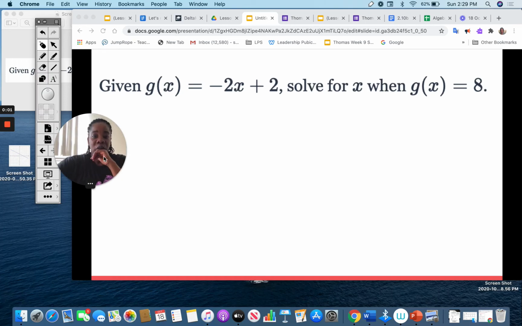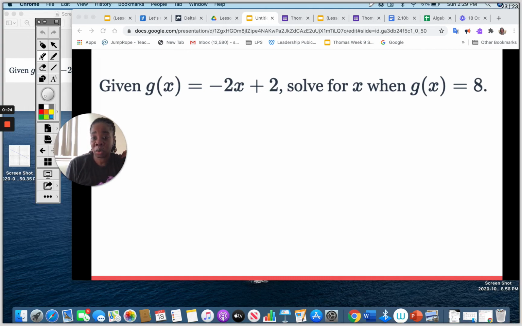All right, so for today's lesson, our focus was to find the input values when given a function and its output. So our cool down, we have this question: given g of x is equal to negative 2x plus 2, we're to solve for x when g of x is equal to 8. So we want to start off by thinking about what are some things we know to be true.